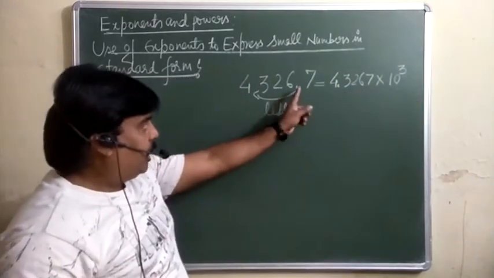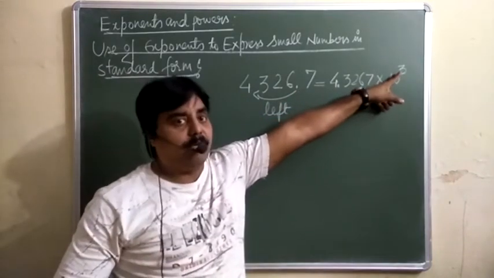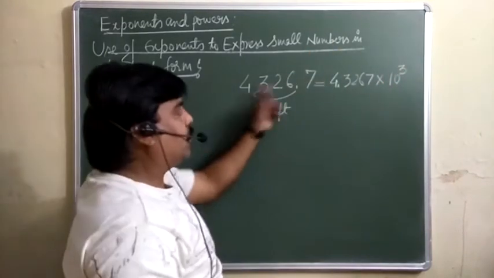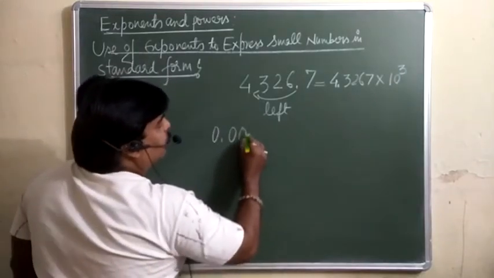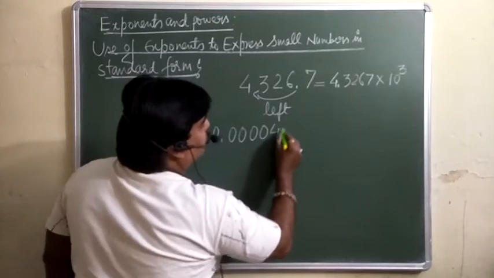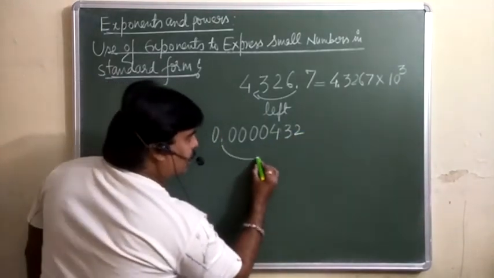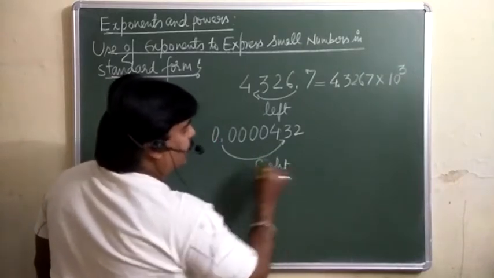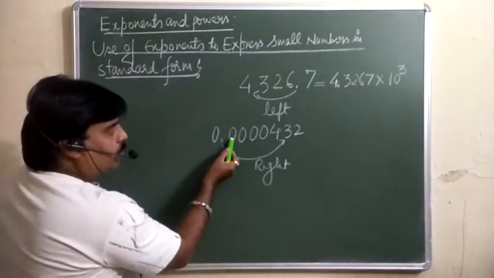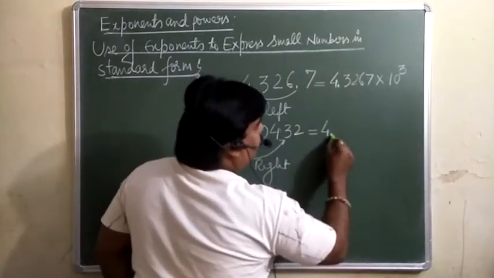Simple. If you are going to shift on the left, positive will come here only. 10 raised to power positive value, जितना digit shift करेंगे. अगर मान लीजिए यही होता 0.00004 3 2 suppose. So here we are supposed to shift this decimal point on the right side. How many digit we are supposed to shift? 1, 2, 3, 4, 5. 5 digit करेंगे. तो this is 4.32.